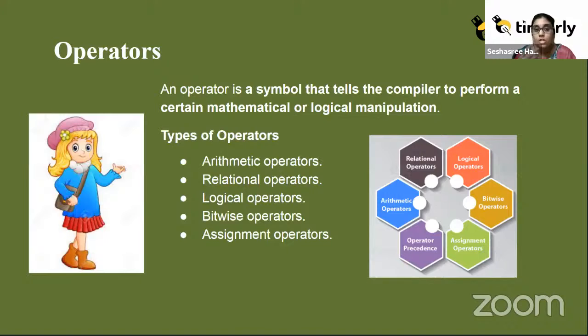The numbers are operated on, one with the other, by combining two numbers. In the previous class, I explained the arithmetic operators. In this class, we're going to learn the relational operators. What are the different types of operators we have? Arithmetic operators, relational operators, logical operators, bitwise operators, and assignment operators. We have around 5 different operators.